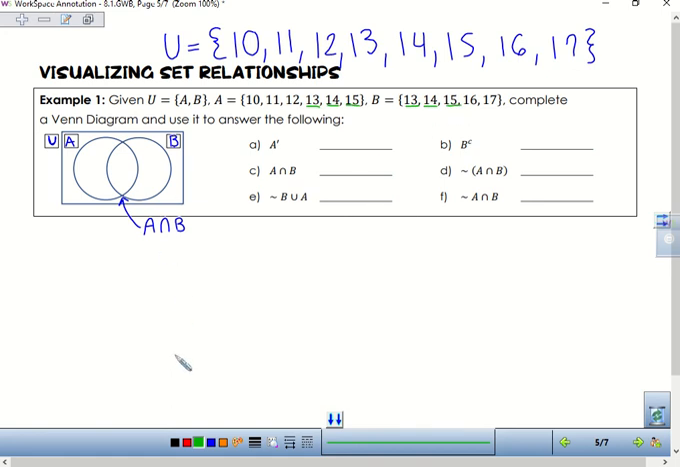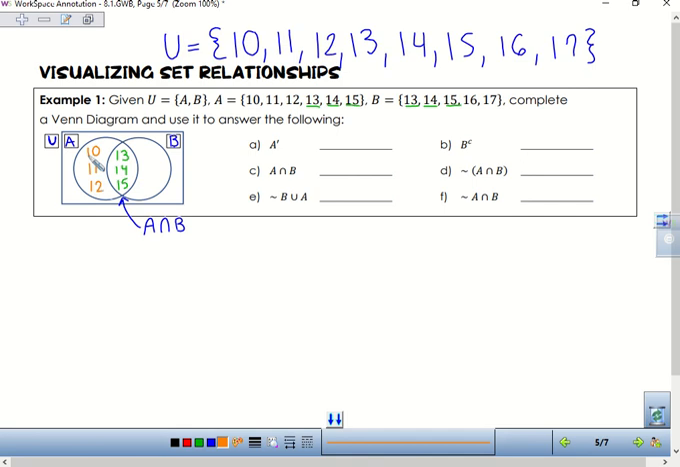13 through 15, good. So A and B have 13, 14, and 15 in common. Does everybody see why that goes in the middle? And then what would you think would go over here? What A has that B does not, right? So 10, 11, and 12.